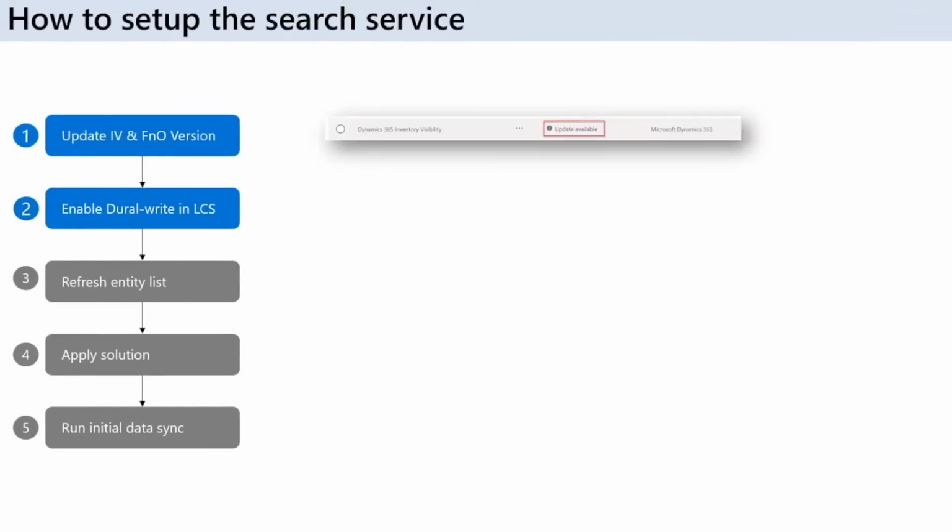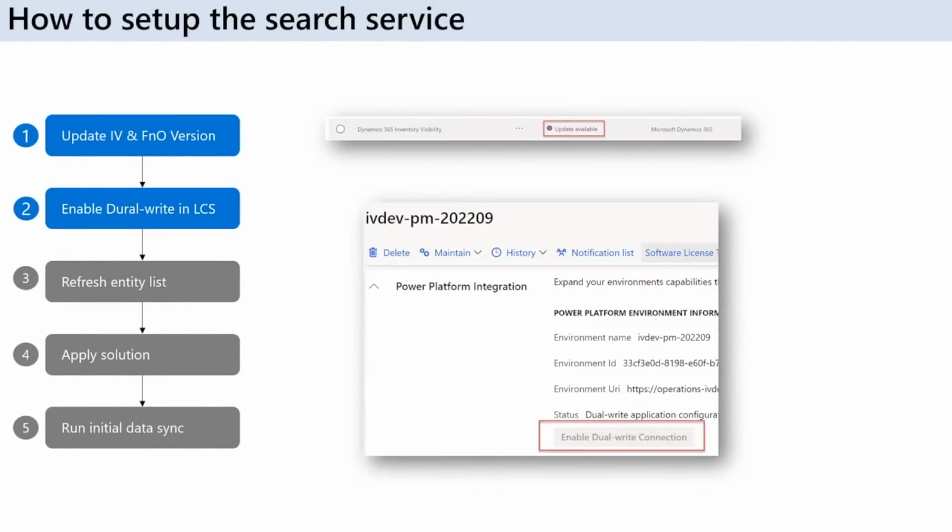So this is about how to set up the search service. It's simple. In PPAC, the Power Platform Administrator Center, you will see the Dynamics 365 Inventory Visibility app. If you haven't installed it, just install it. If you already did, you need to update. Then the product search service inside the app will be installed as well.